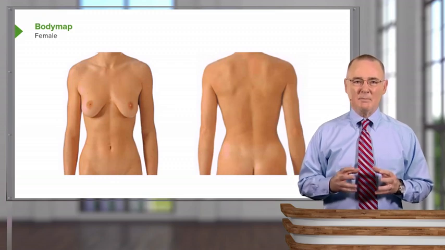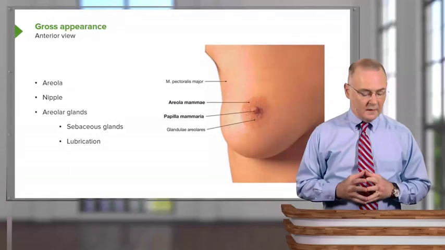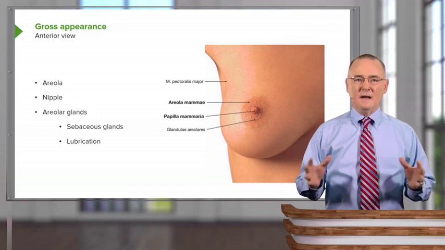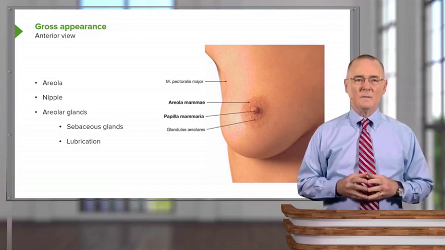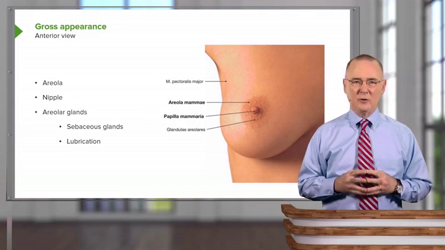Here is our body map, and our focus will be on the area that we see in through here, and then on the left as well. And our first slide depicts the gross appearance of the breast. It is an anterior view.